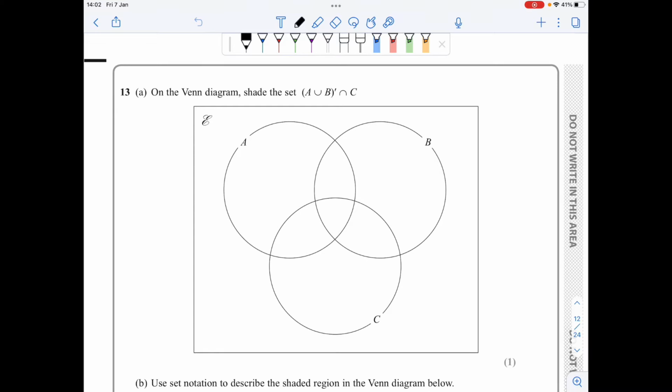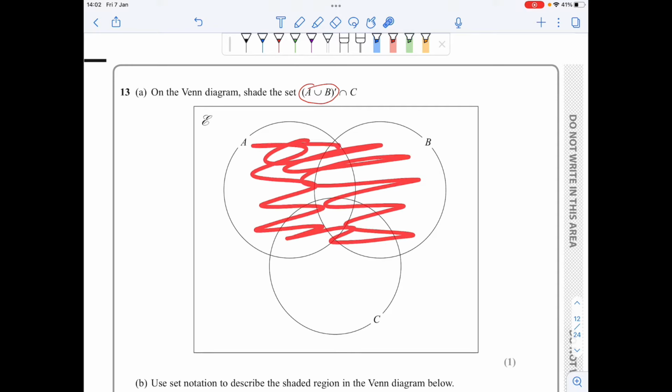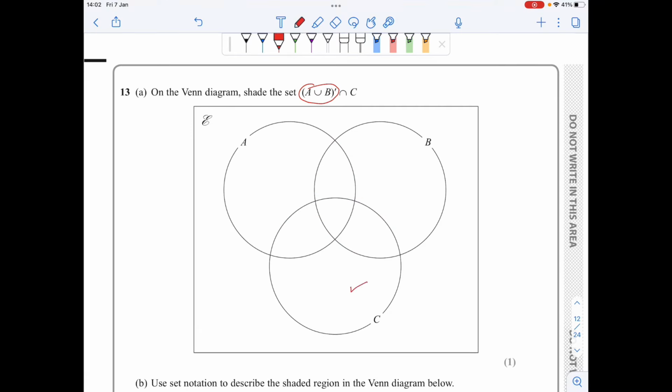For part A, A union B is this region here. The dash takes the complement, so basically it's everything except this region. So it's either this one or the region outside. And then I have intersection C. C is this region here. And since I have red intersection blue, I need the region that is both red and blue. So it's this region here.